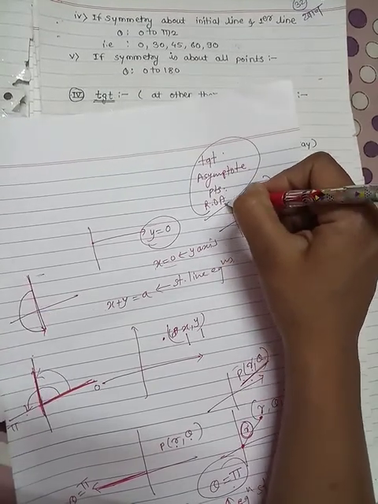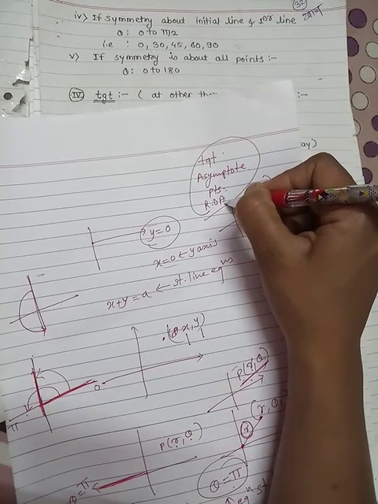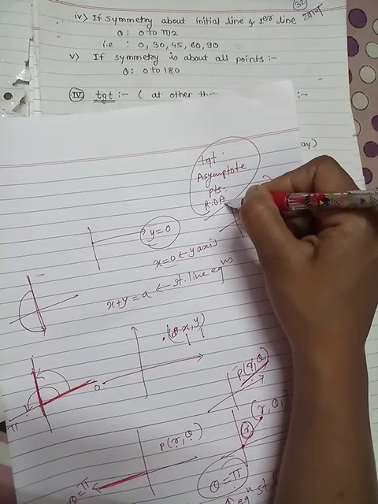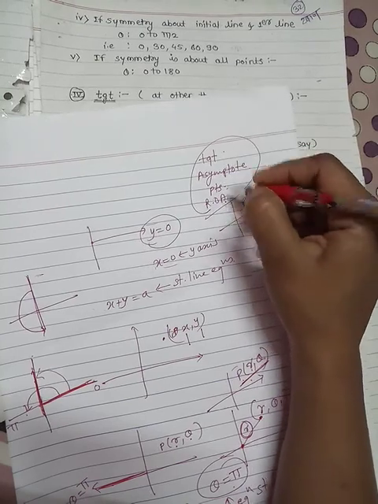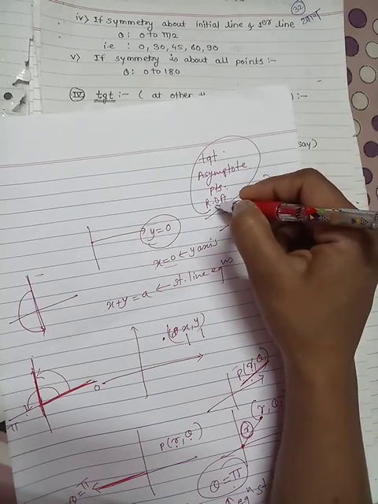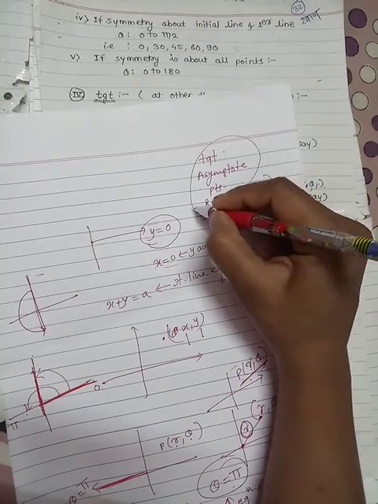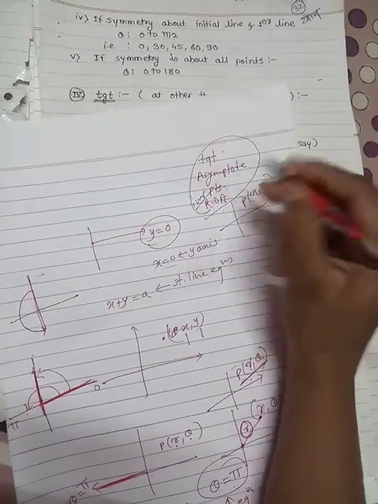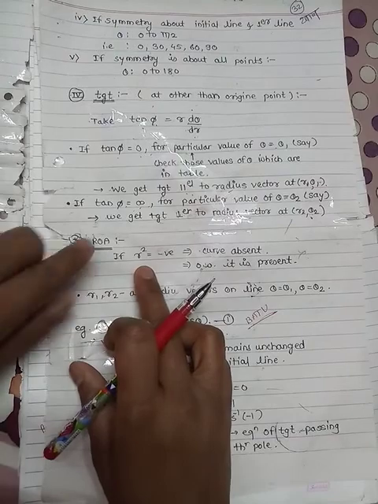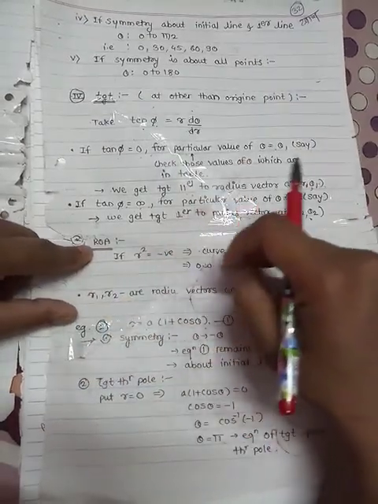By region of absence, actually we finalize the curve. The final curve we get after checking the region of absence. So this is the important point. But in polar form, this is just a single point, region of absence.